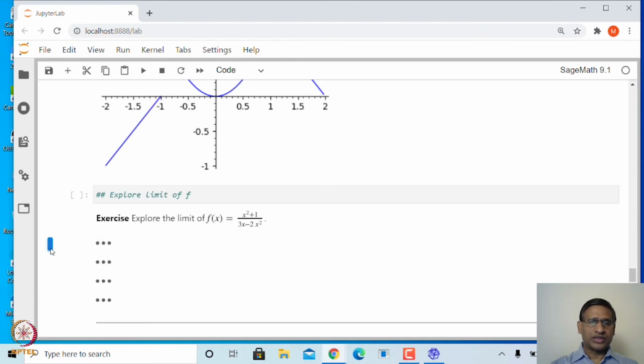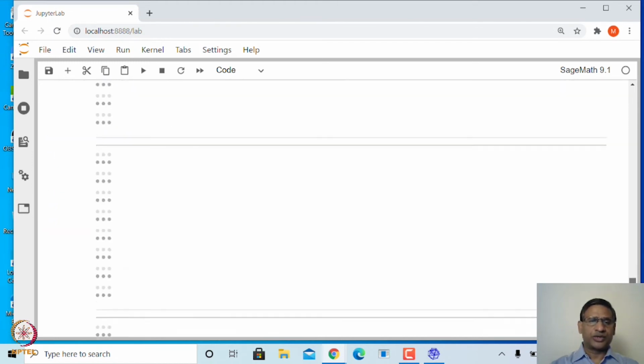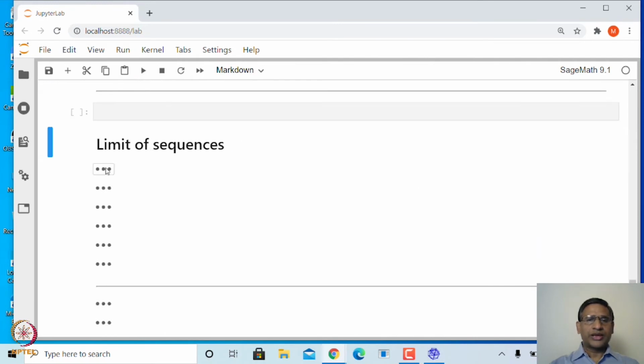Okay. So, let me not get into these things. Let me move to the next example. This is very easy. I am sure all of you can get it quite easily. Let us look at how to find the limit of a sequence.